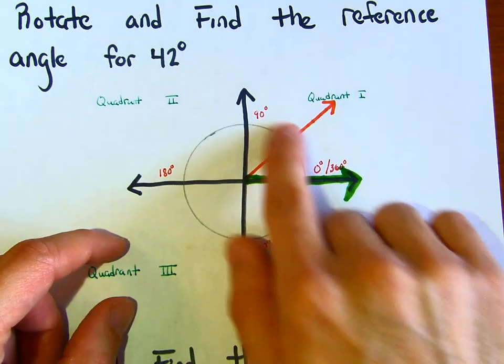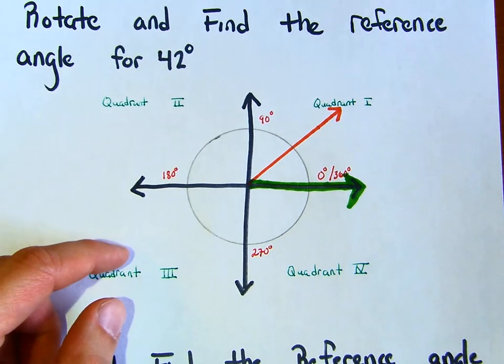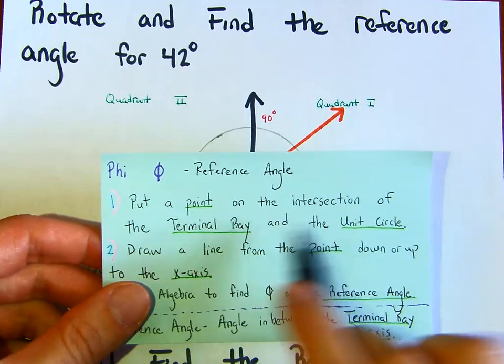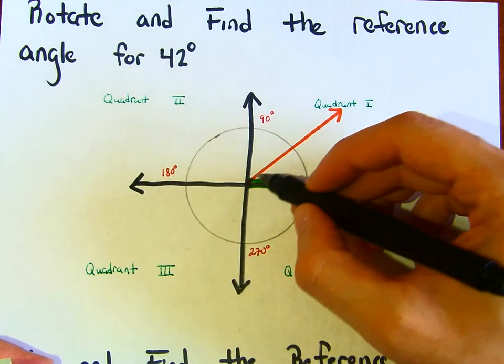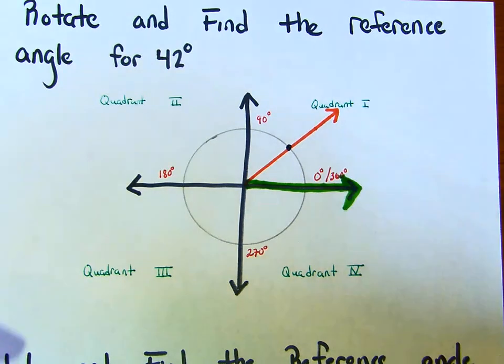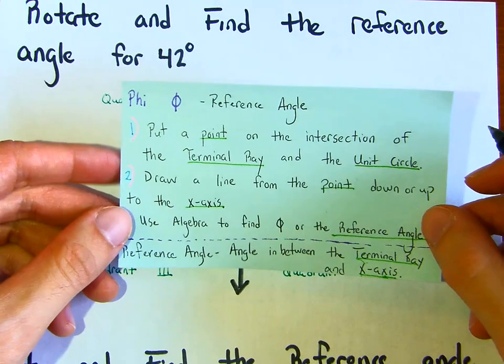And what the unit circle is, we'll discuss that in the next lesson. But here, we're gonna put a point on the intersection. So where is the intersection of the terminal ray and the circle? It's right over here, okay? Now what's the next move we're gonna do?